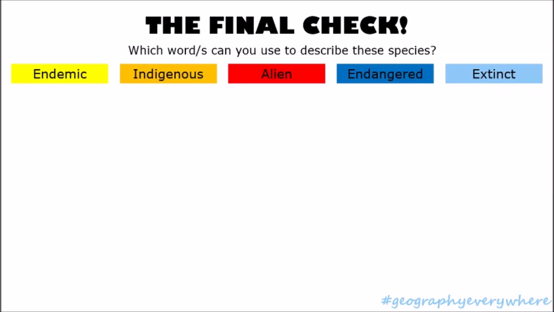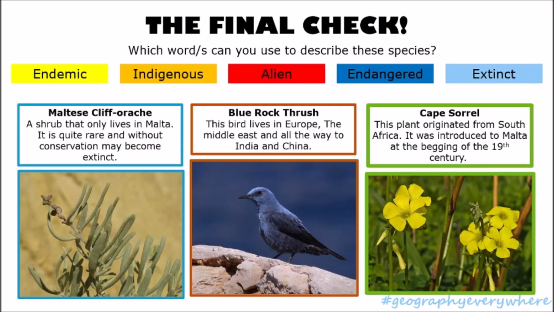Final check. Which words can you use to describe these species? So you can use any of the 5 words we've talked about. Pause the video and allow yourself 2 minutes to work them out. When you're done, press play and check your answers. Let's start with the Maltese cliff orc, which is a shrub that only lives in Malta, which means it's endemic. It's quite rare and without conservation it may become extinct, which means it's also an endangered plant.